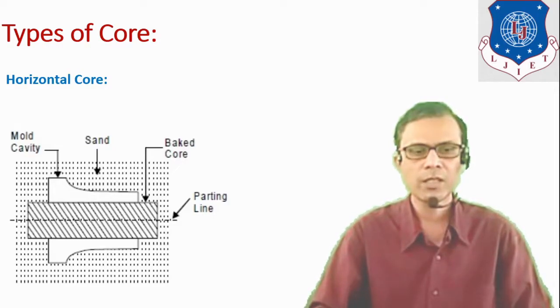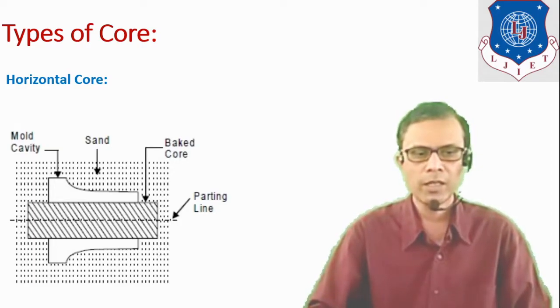As shown in this diagram, it is placed horizontally. One half portion remains in the upper part of the mold flask, which is known as the cope, and another half of this core remains in the lower half portion, which is known as the drag. So here it is the upper half, the cope, and this is the lower half, the drag, and this line is the parting line, which is the differentiating surface between cope and drag.